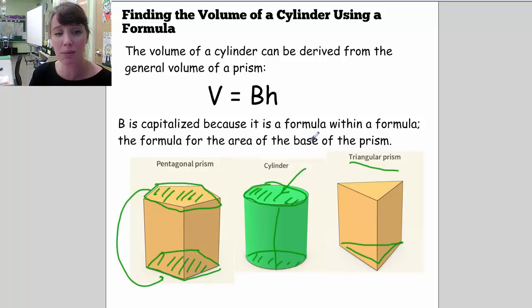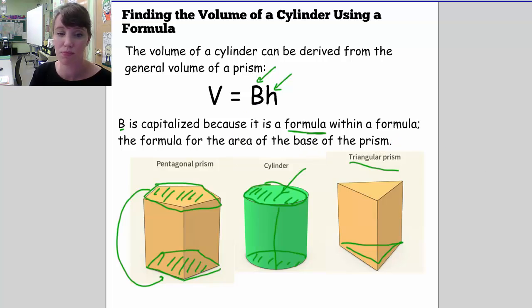In any prism, the general formula for the volume is the big B, or capitalized B, times H. Now, the B is capitalized for a reason. When you write the volume of a prism, to be precise, you need to capitalize the B and keep the H as a lowercase letter. The B is capitalized because it's a formula within itself, a formula within a formula. B is the area of the base of the prism.